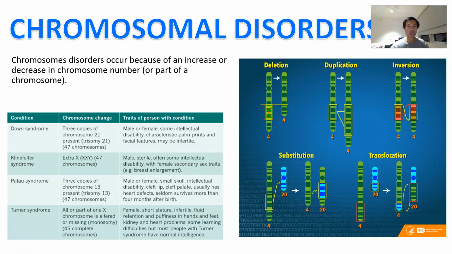Different conditions are a result of different chromosomal changes. Okay, so for example, Down syndrome is a duplication of an entire chromosome, and you get 3 copies of trisomy 21, and it presents a few different problems. Klinefelter syndrome produces an extra X chromosome, so you get XXY, which is 47 chromosomes. Patau syndrome will have 3 copies of chromosome 13, and Turner syndrome is when all or part of the X chromosome is altered or missing, which is monosomy, and you have 45 complete chromosomes instead of your average ones.